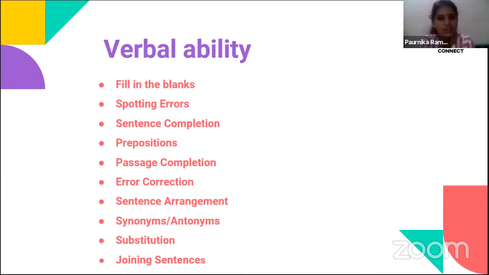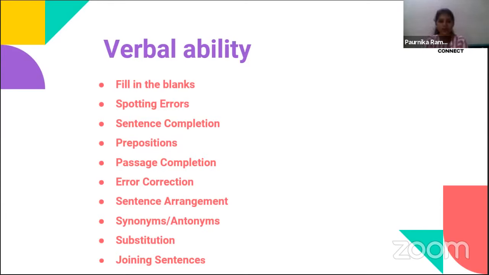Actually, spotting the errors topic is a very vast topic that you have to cover while doing your verbal ability section. So since it is a very vast topic, I would like to emphasize you guys to read a lot of English books, because without getting exposed to practical English knowledge, you wouldn't be able to tackle the verbal ability section very well.